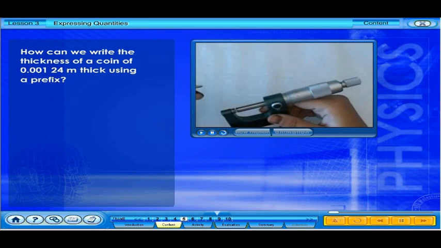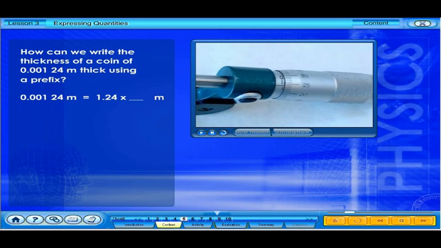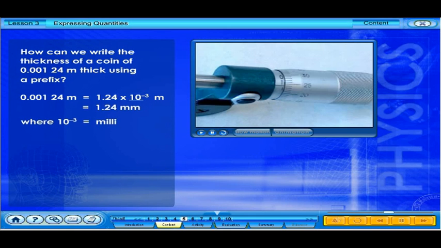How can we write the thickness of a coin of 0.00124 meters thick using the prefix? 0.00124 meters equals 1.24 millimeters, where 10 to the power of negative 3 equals milli. Therefore, 0.00124 meters is the same as 1.24 millimeters.